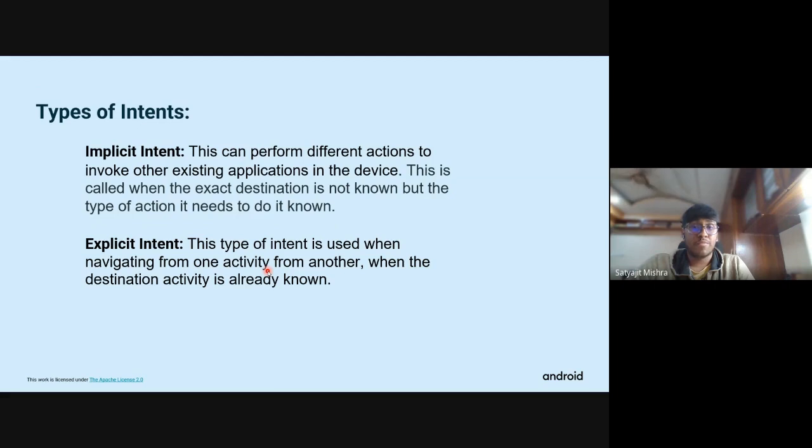Implicit is used when you don't exactly know what the destination of your function is. It's exactly like when you want to call someone, you tap on the call button, but different phones have different dialers. Samsung and Google will have different types of phone dialers. All applications won't be the same. So how will the Android application know which application to open? That is the work of an implicit intent.